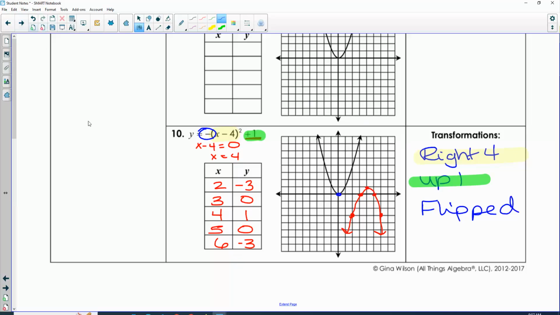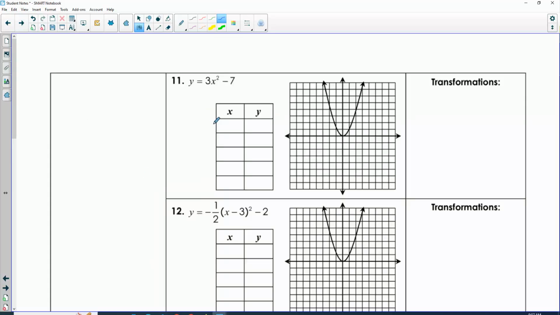Let's look at one more. Number 11. I want you to take a few minutes, get your vertex, and draw your graph for me. The x value of the vertex comes from what's added or subtracted with my x. Is there anything there? No. So when you set that equal to 0, you just get 0. The -7 will make it -7.